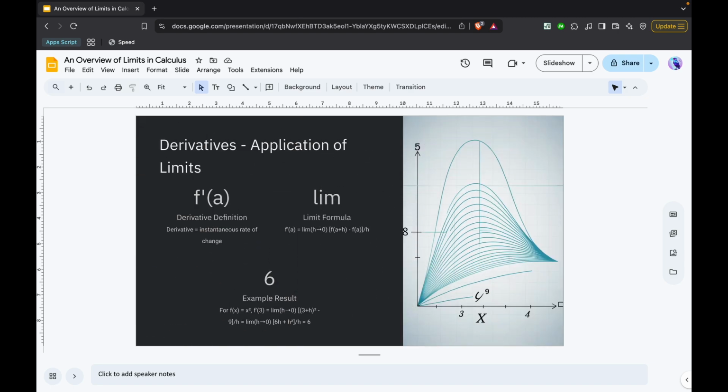Now, derivatives is one of the main applications of limits, and there is a limit formula for the derivative. So, of course, the derivative definition is the instantaneous rate of change, and the limit formula for the derivative is f prime of a, the derivative of a function at a point a, equals the limit as h approaches 0 of f of a plus h minus f of a over h. What will this value be?